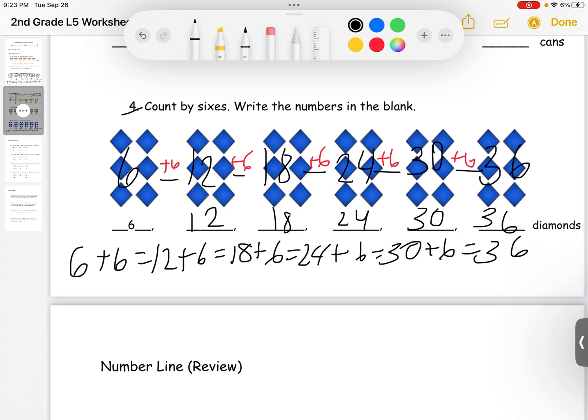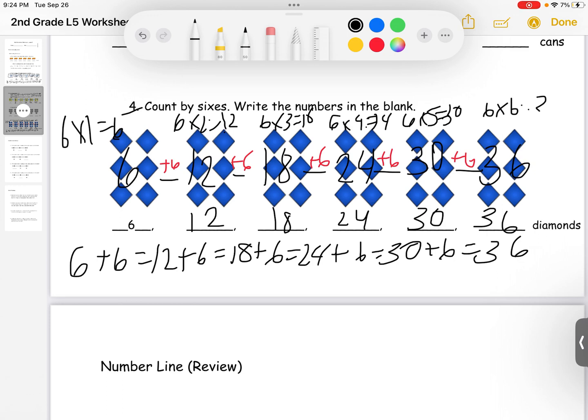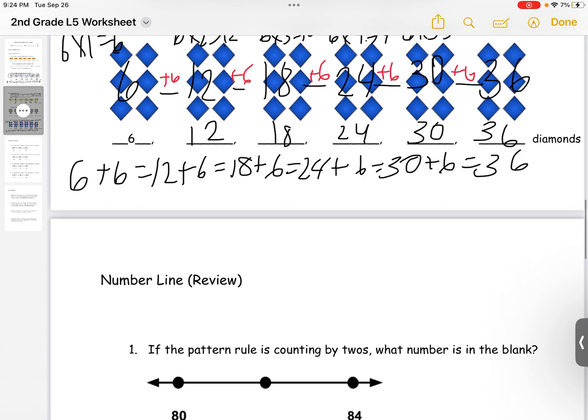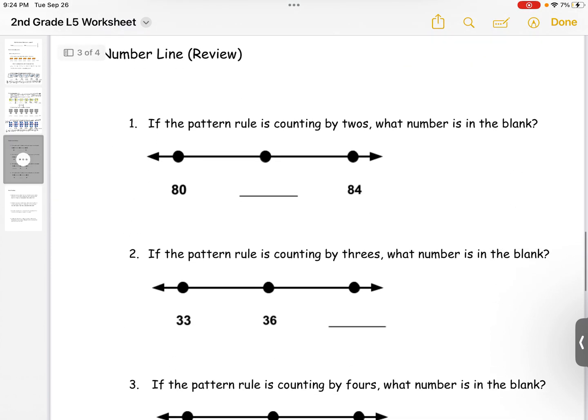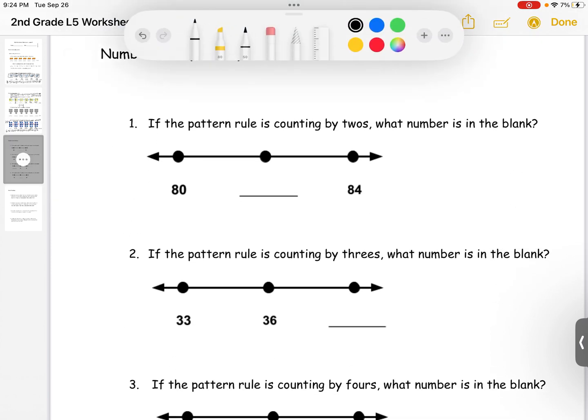You could also see it as 6 times 1 equals 6, 6 times 2 equals 12, 6 times 3 equals 18, 6 times 4 equals 24, 6 times 5 equals 30, and 6 times 6 equals 36. But that way is a little harder, so just keep adding until you get more used to your multiplication facts.